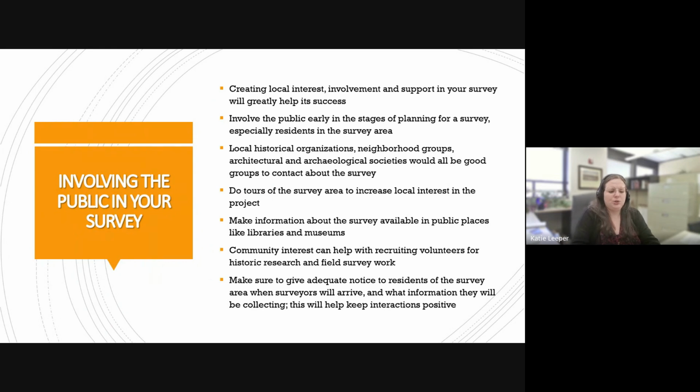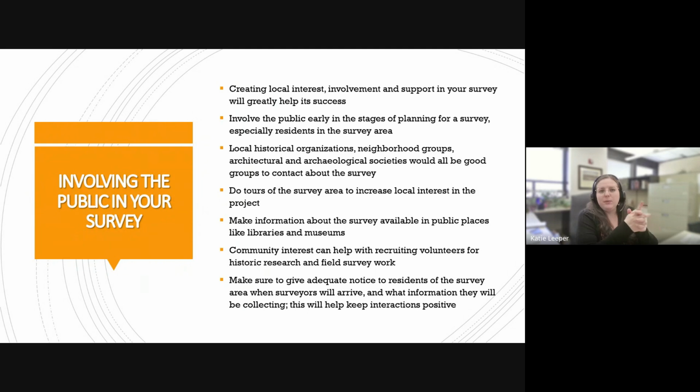This happened a lot for sure in Laramie with their West Side Historic District. It was the neighborhood who really wanted to get this done, and so they spoke a number of times to their local officials, and it helped greatly in getting it accomplished.